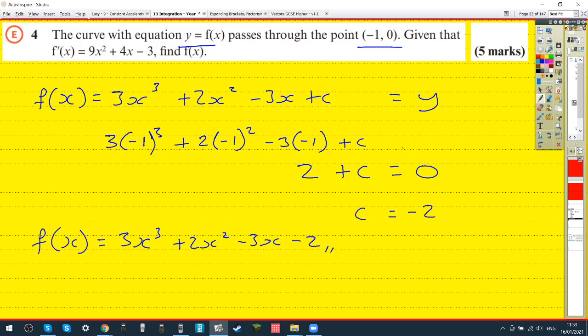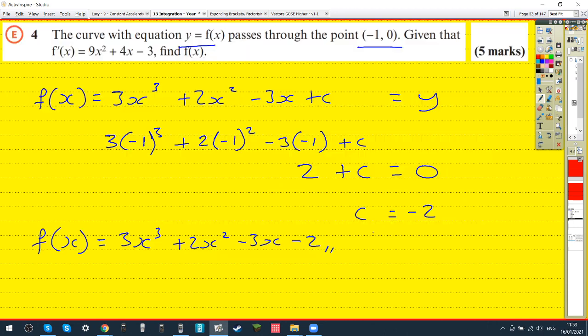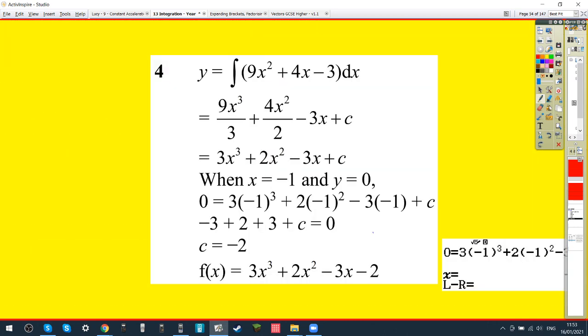And if we go back, we can see here, this one went through minus 1, 0. You've got 3 different curves here. This one goes through 0, 8. This one 0, 2. This one 0, minus 2. And so if it's plus c, then we just don't know which one it is. But if we know specifically a point, we can use it.